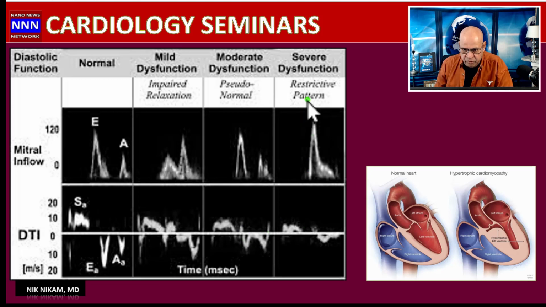Then in the worst scenario, like the restrictive pattern, where the ventricle is just sitting there like a rock, the E prime and A prime excursions are tremendously reduced to less than 10 centimeters per second, and in the worst scenario less than 5 centimeters per second.